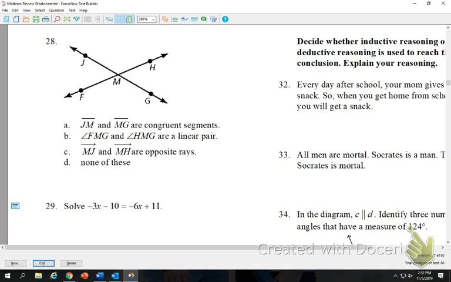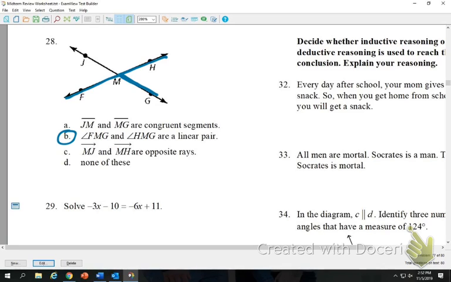Do the same thing. We're deciding what's true and what's not, so we're circling what's true. Segment JM and segment MG are congruent segments. There is no proof. It would have tick marks. You can't say, well, it looks like it. That's not a thing. Next one is angle FMG and HMG are a linear pair.